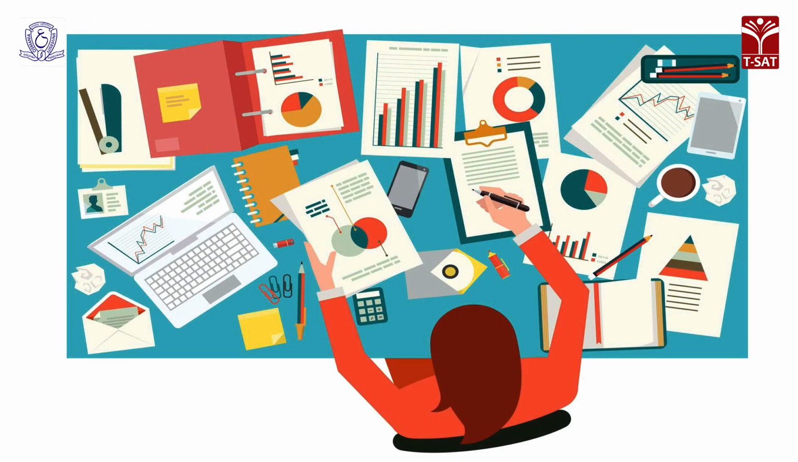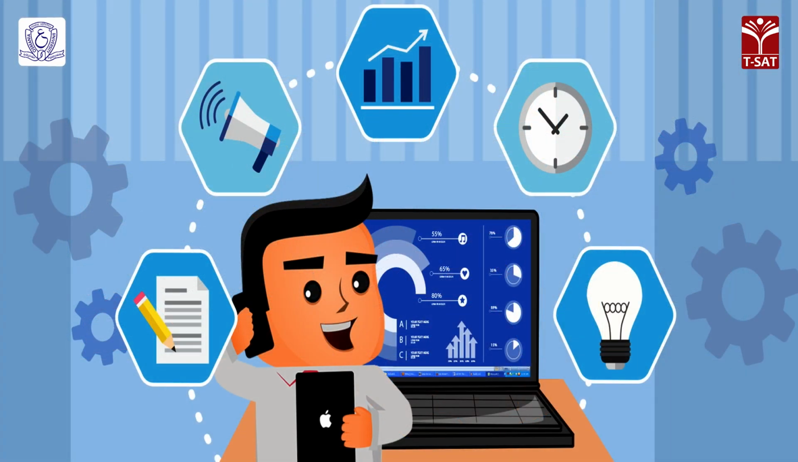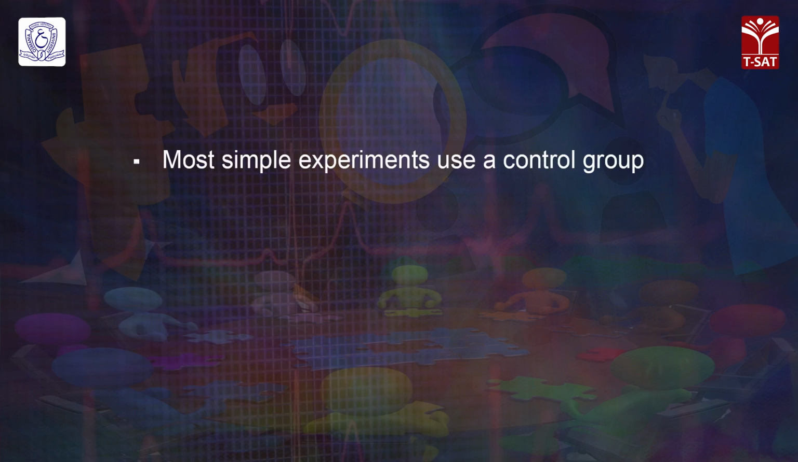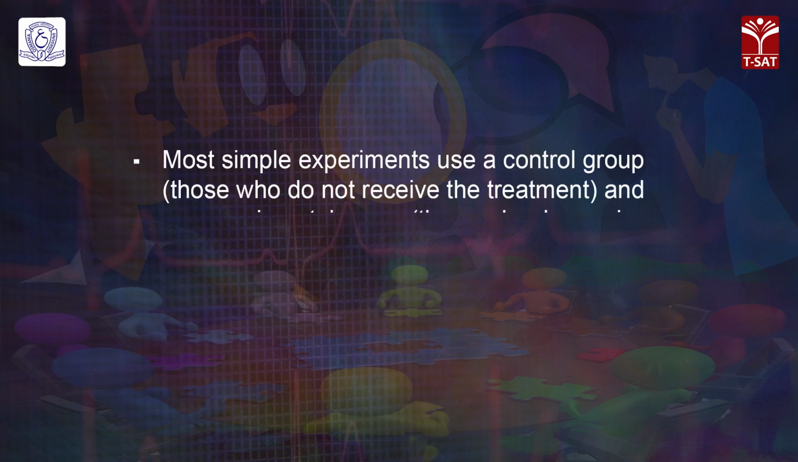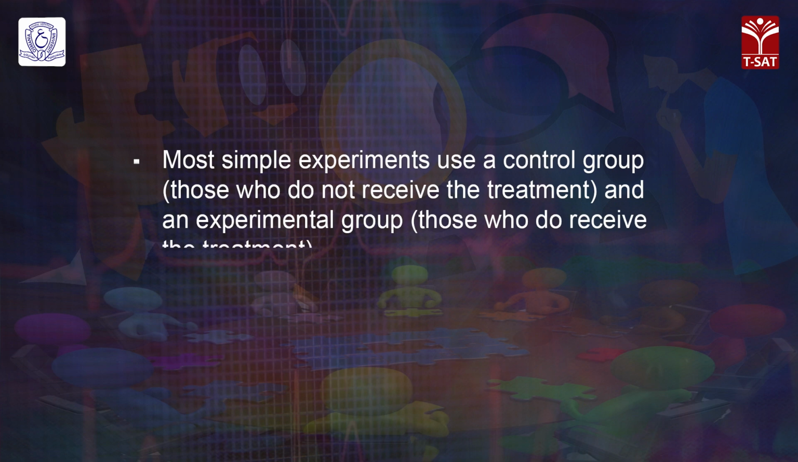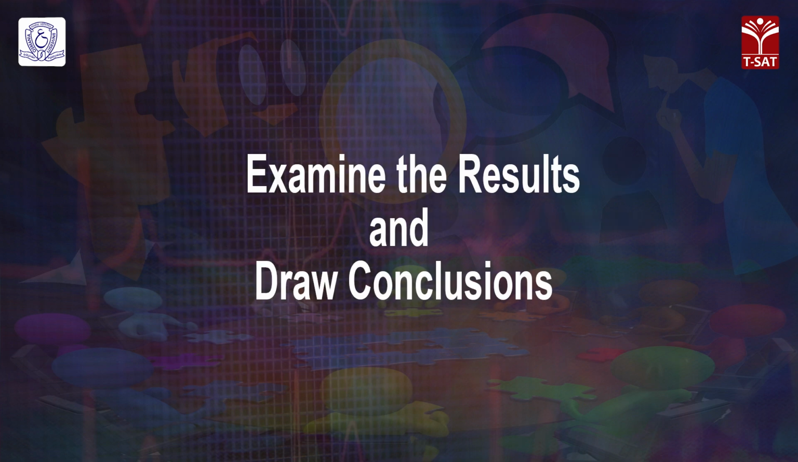While psychological experiments are often quite complex, a simple experiment is fairly basic but does allow researchers to determine cause and effect relationships between variables. Most simple experiments use a control group, those who do not receive the treatment, and an experimental group, those who do receive the treatment. Step 4. Examine the results and draw conclusions.